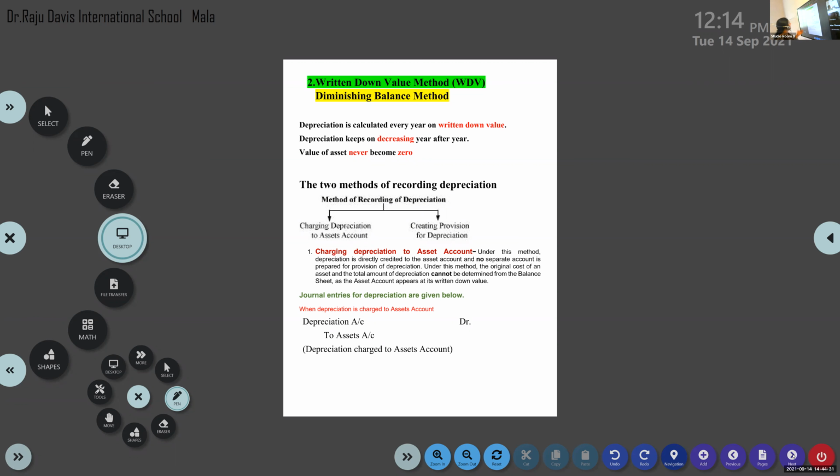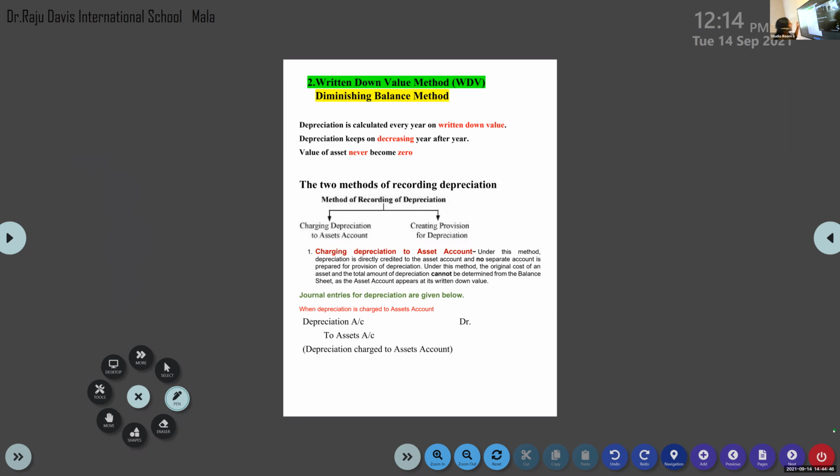Here also we have two methods of recording depreciation. The first method is charging depreciation to asset account. That is the first method, I'll explain to you. Second method is creating provision for depreciation.